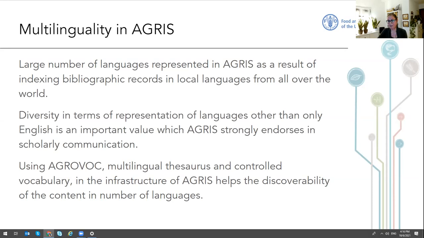Agrovoc is helping a lot in order to achieve the retrieval of this multilinguality. Agrovoc is the multilingual thesaurus that is also sitting in our team, has been out there for quite a while, and essentially is translated into 41 languages. And this is what we are actually using to help Agris discover the content in different languages.